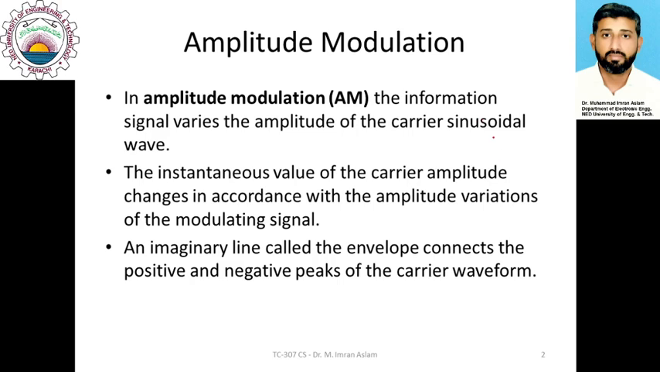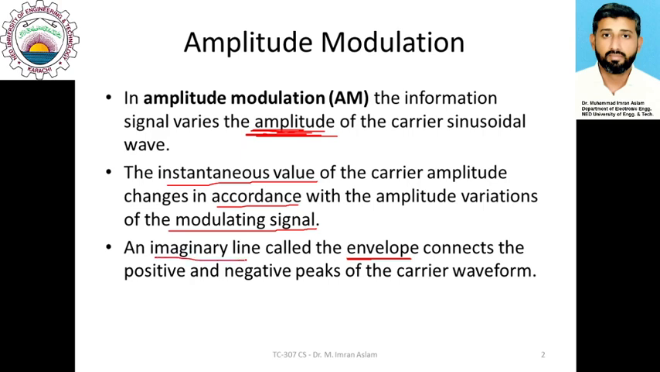We know that in amplitude modulation, the information signal varies the amplitude of the carrier sinusoidal wave. That means the information is placed in the amplitude of the carrier wave. So the instantaneous value of the carrier amplitude changes in accordance with the amplitude variation of the modulating signal. So in other words, the information contents of the message signal are placed in the envelope of the modulated carrier.